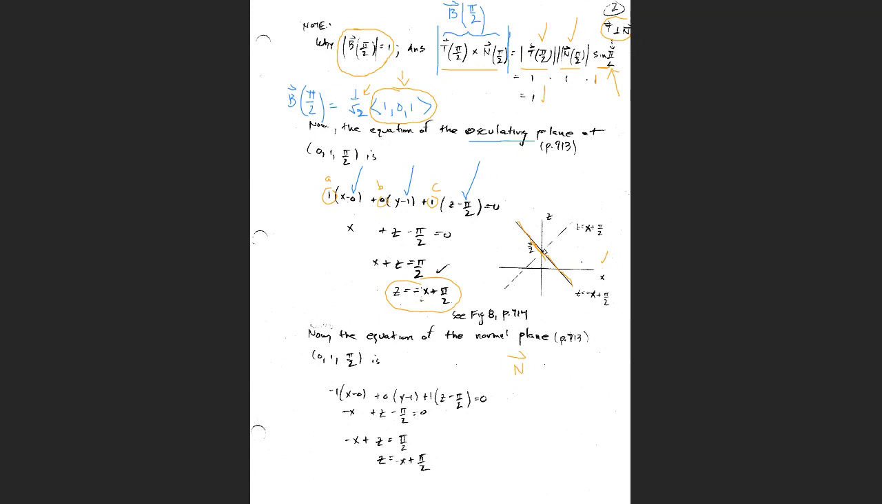Charles, you are half right. The normal plane is going to contain the normal and binormal vectors. And that means what vector is perpendicular to the normal and binormal vectors? The unit tangent vector is perpendicular to the plane that contains the normal and binormal vectors.